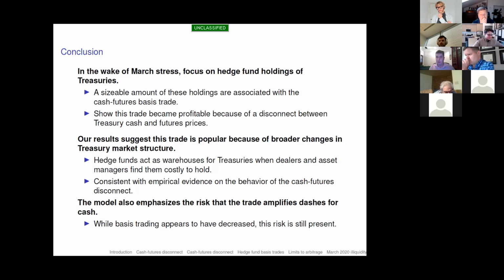Another thing that this model emphasizes, the cost side of this, is, of course, that there's a risk that this trade could amplify crashes for cash in the treasury market.